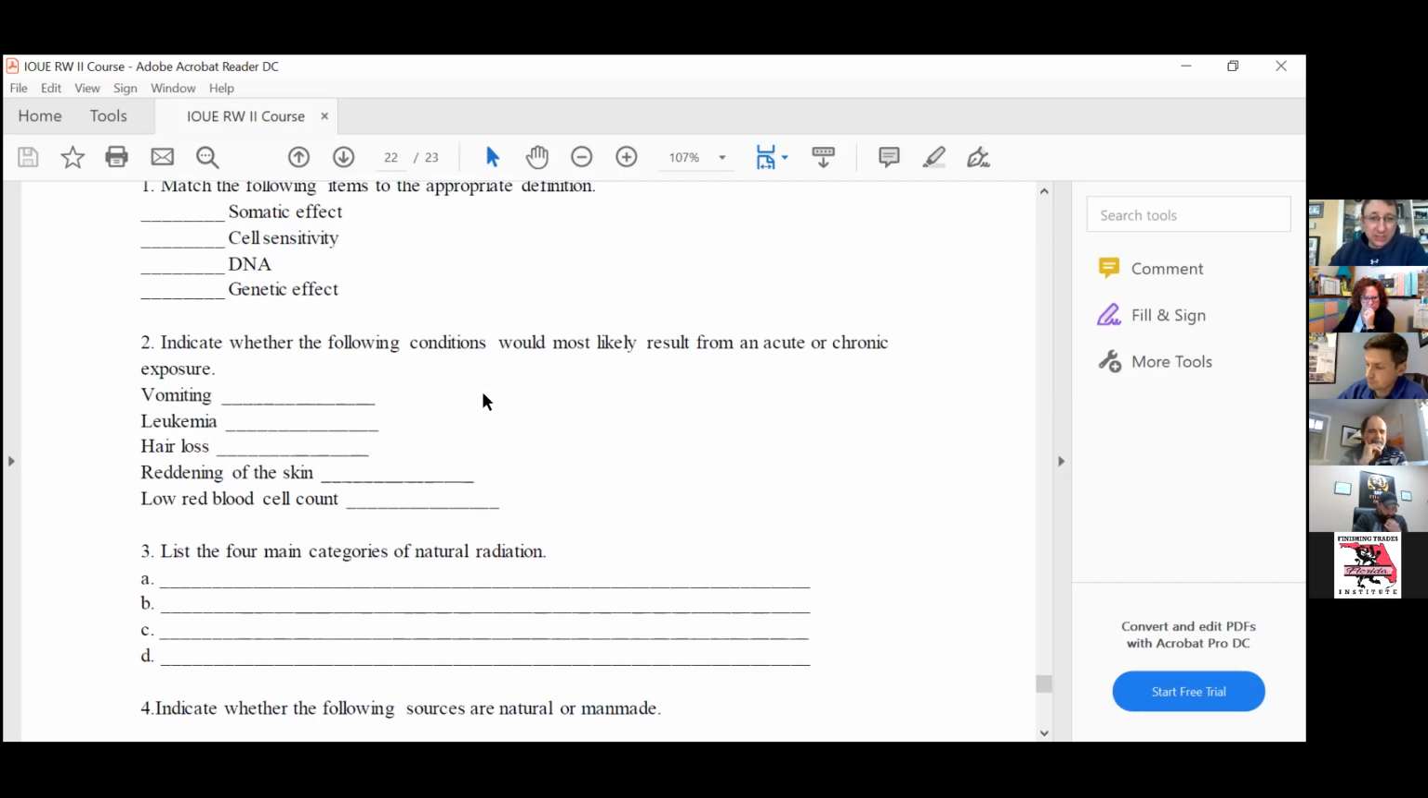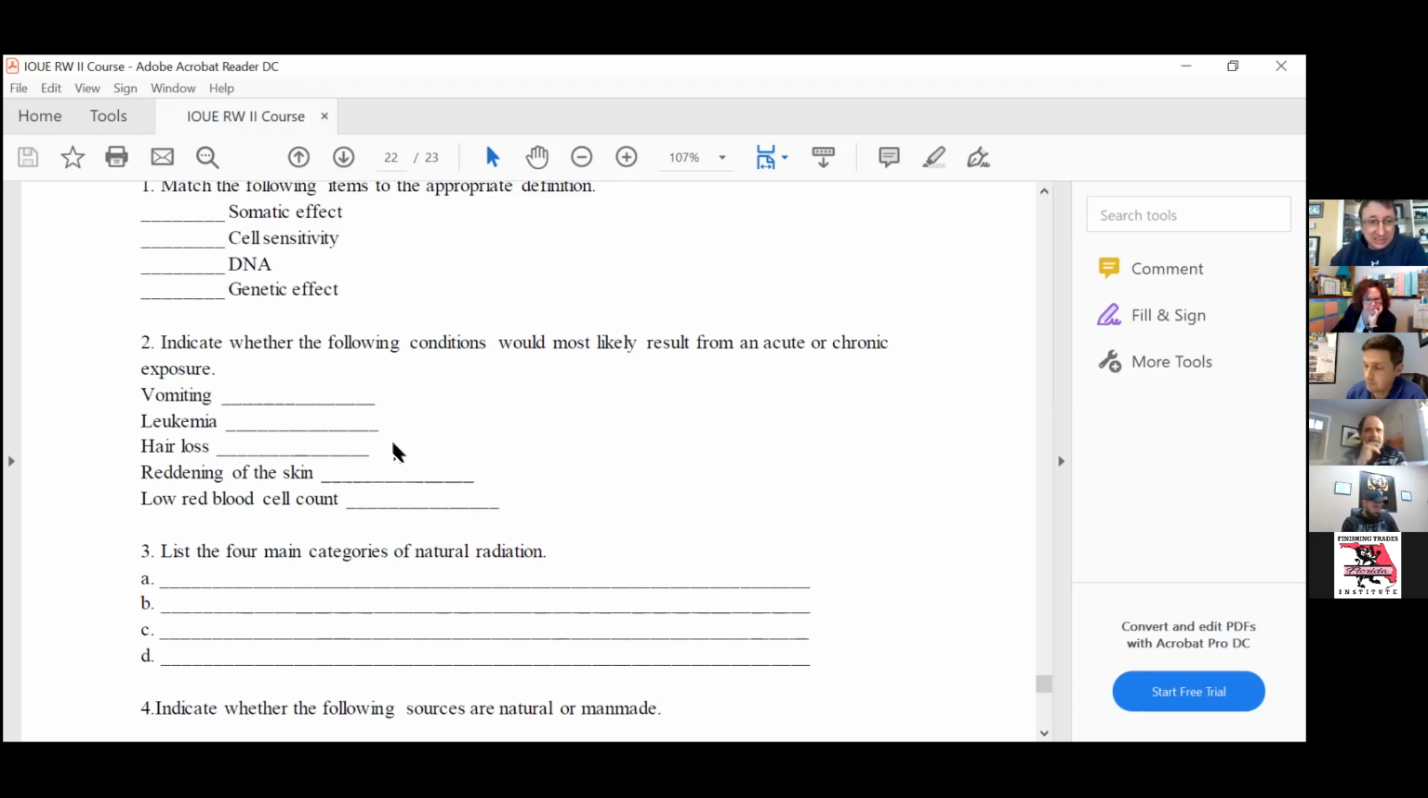How about number 2? Which one of these would you say are acute and which ones would you say are chronic? We had a good debate about this. Some could be a gray area. So we got acute for vomiting. Leukemia, chronic. This was one of the debate ones, hair loss. For the most part, I think it says on here acute. But it could be something that is chronic as well, depending on the exposure levels. If the hair rejuvenation follicles got damaged by radiation, then that's something that doesn't repair itself. But for the most part, it's acute.